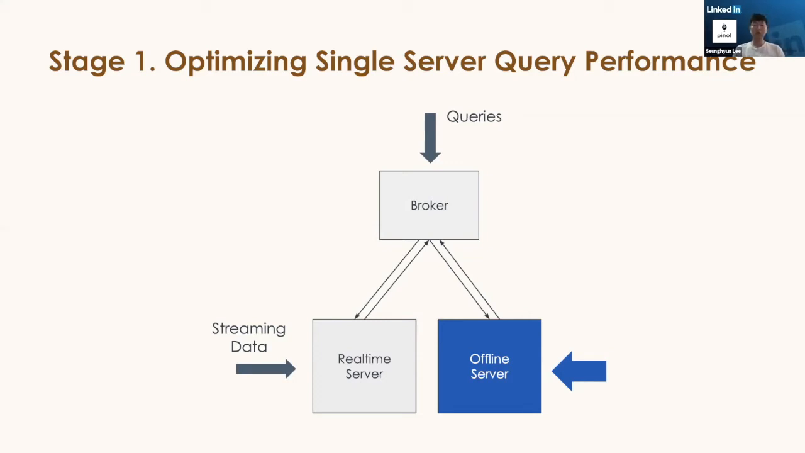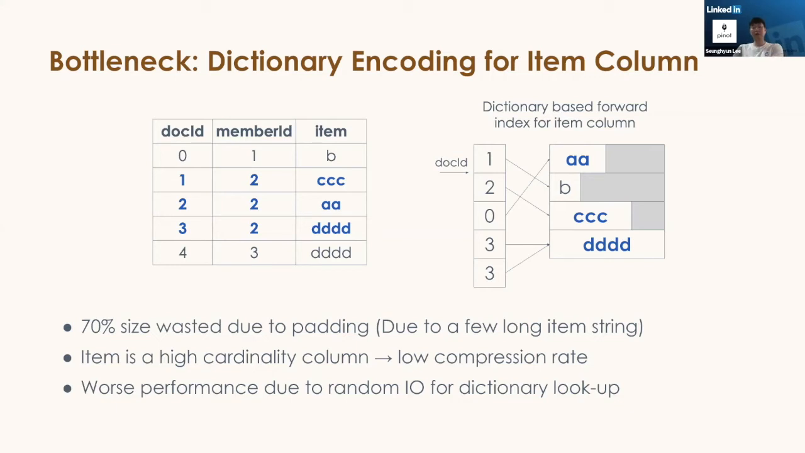So in order to improve the query performance and scalability of Pinot, we had to look into the individual components such as brokers, real-time servers, and offline servers. And we also had to look at the holistic picture as well. So in the first stage, we focused on optimizing single server level query performance. We first identified the bottleneck in the data storage format.